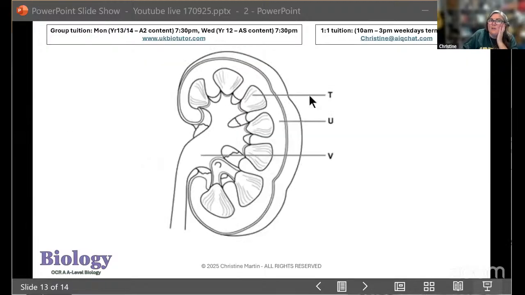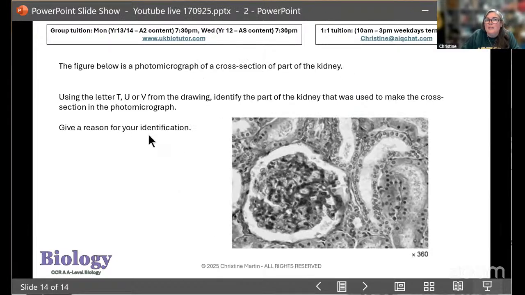So if you can see, you've got your T, you said was the medulla, U was the cortex, and V was the pelvis. Identifying from there, what is it? Is it T, U, or V that is actually allowing you to identify what you're looking at?